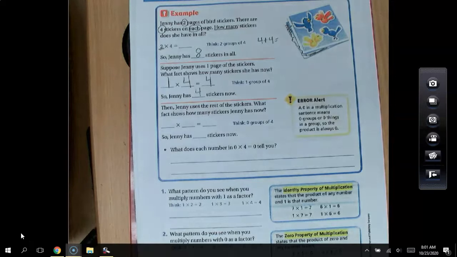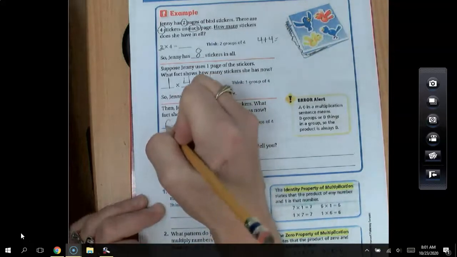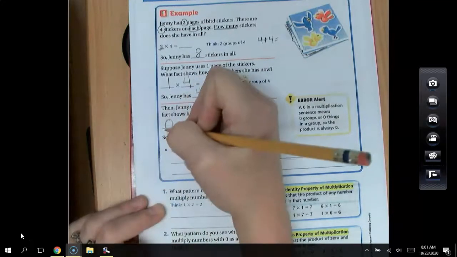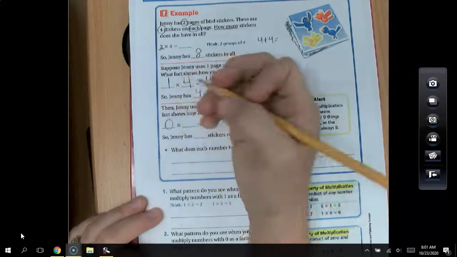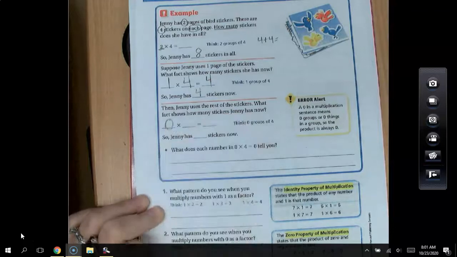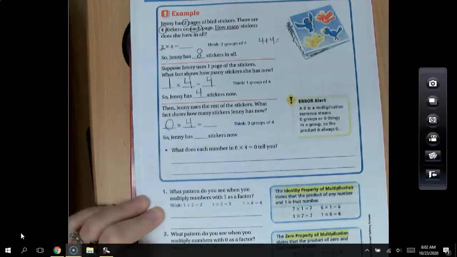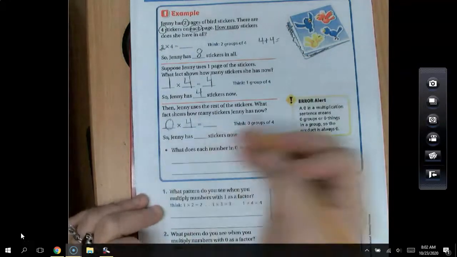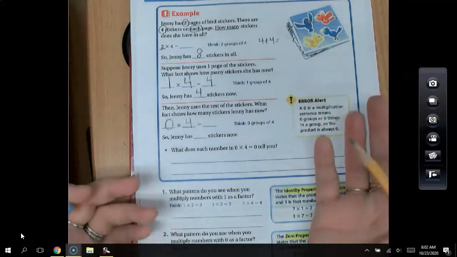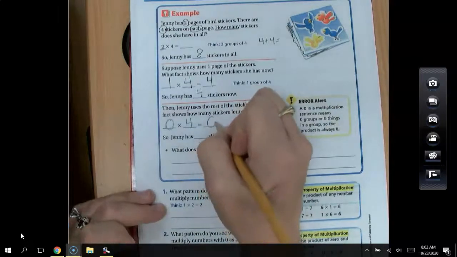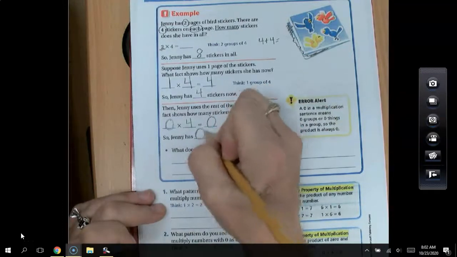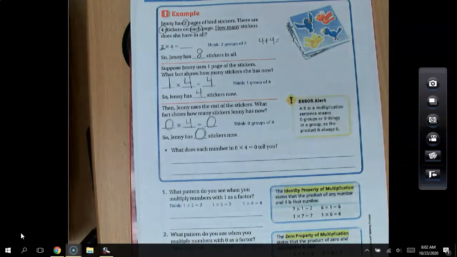All right. Then Jenny uses the rest of the stickers. What fact shows how many stickers she has now? Well, if she doesn't have any more pages of stickers, she has 0 pages, right? She had 4 stickers on those pages. But how many stickers does she have now? 0. She used them all, boys and girls. She doesn't have any stickers now.